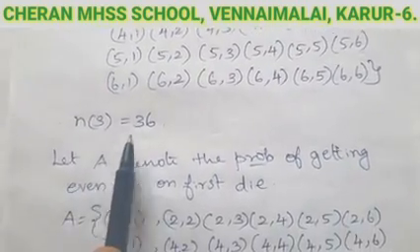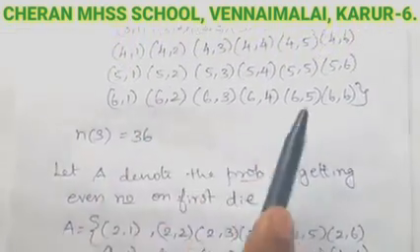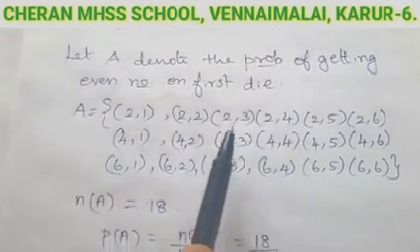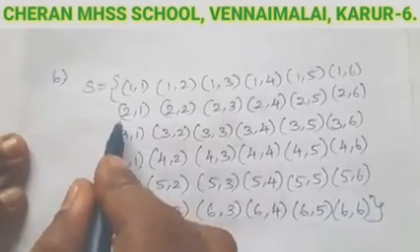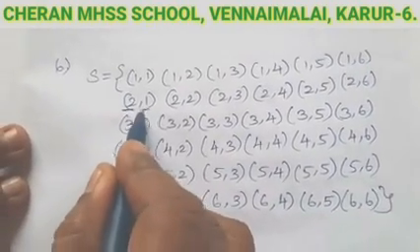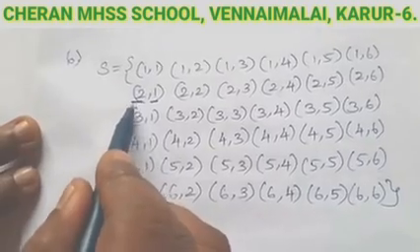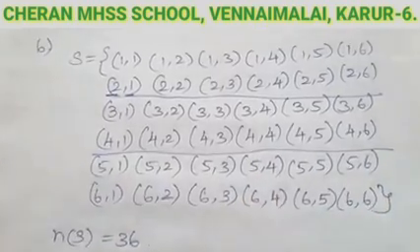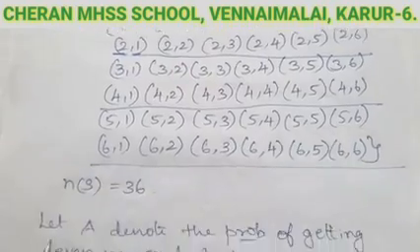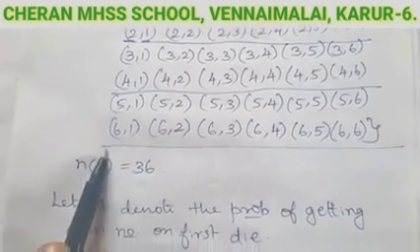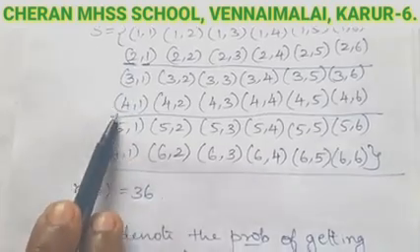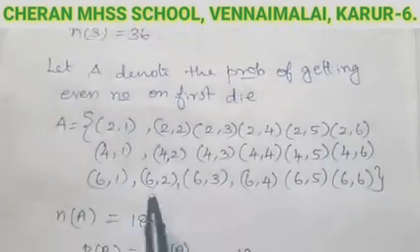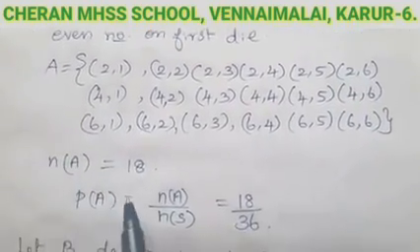N of S is equal to 36. We get 36 elements. Let A denote the probability of getting an even number on the first die. So, even number on the first die. This is the first die. This denotes the second die. So, we get even in the first die means we have to write this row fully. Then here also fully. Here also we write. Here we select these 3 rows because there is an even number in the first die. So, we get all these 3 rows. So, we have written as it is. So, the total number of elements is 18.